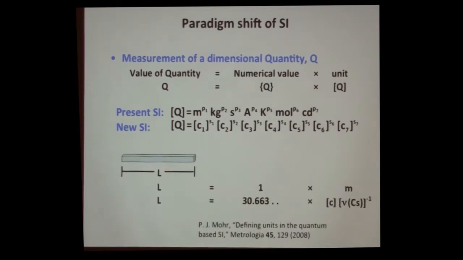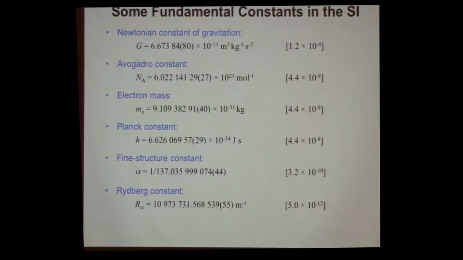So an example is I have a bar here, it's a length L, let's say it's exactly one meter. Well, in the new SI, this L is an exact number times c, the speed of light, divided by the frequency of that cesium atom. It's analogous. We have freedom to choose which set of constants we're going to use. Here's a set of constants from the 2010 adjustment.